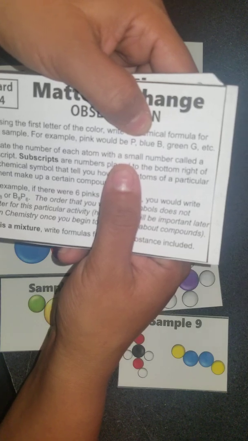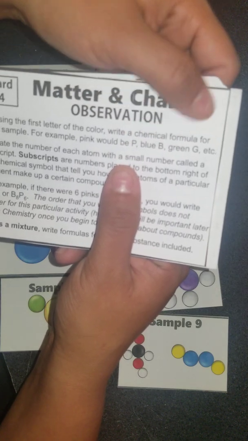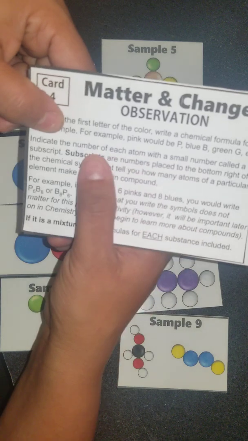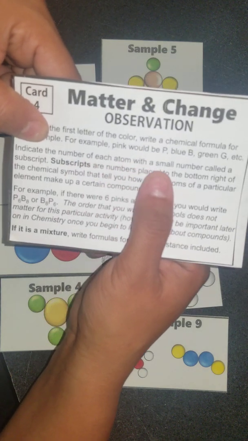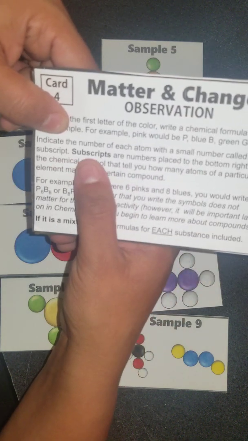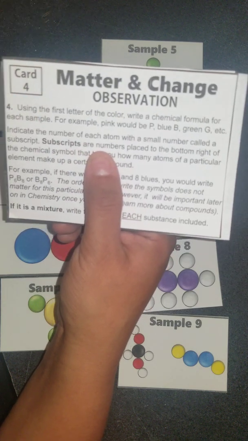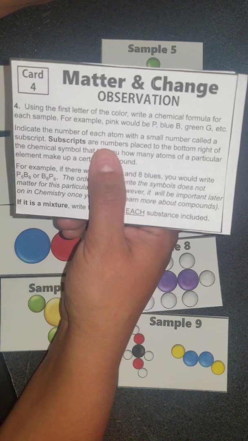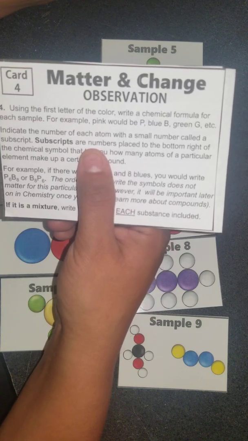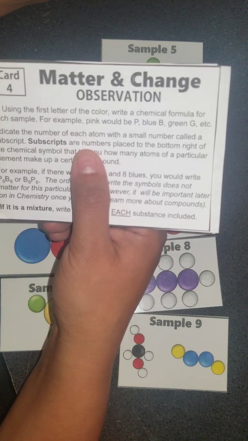Use a B. If the circle is green, use a G. Indicate the number of each atom with a small number called a subscript. The subscripts are the little numbers that are placed at the bottom. For example, H2O. The 2 would mean that there are 2 hydrogens.